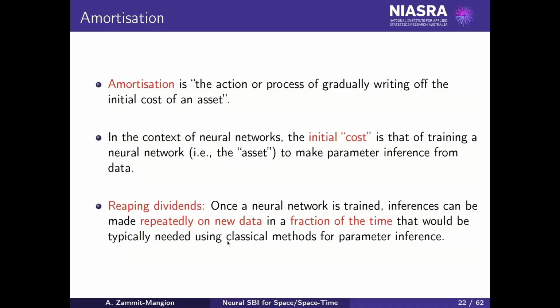So in the context of neural networks, the initial cost is that of training the network. That usually takes a lot of time, a lot of effort, relatively speaking. But once you train it, you can apply it to new data almost instantaneously. It doesn't cost a lot of power or time to run a neural network in a feed-forward fashion.